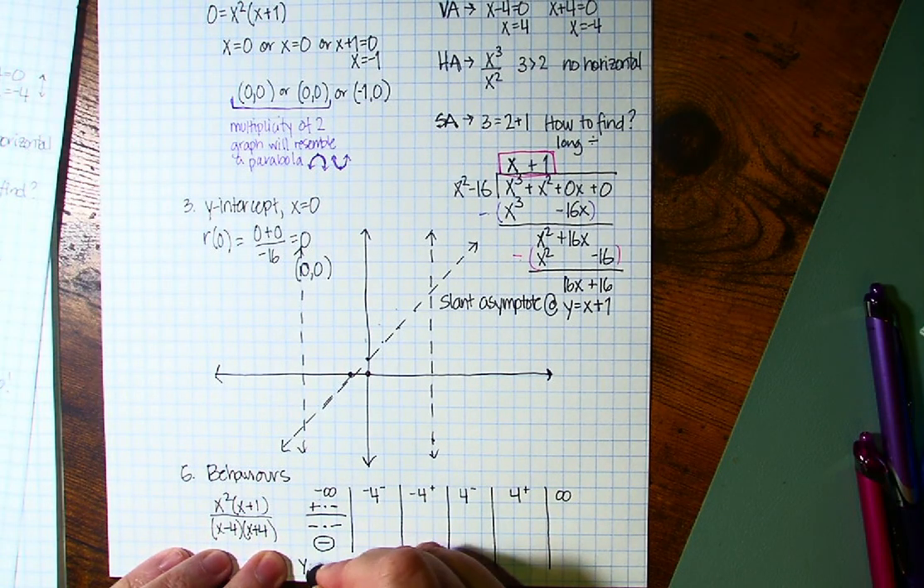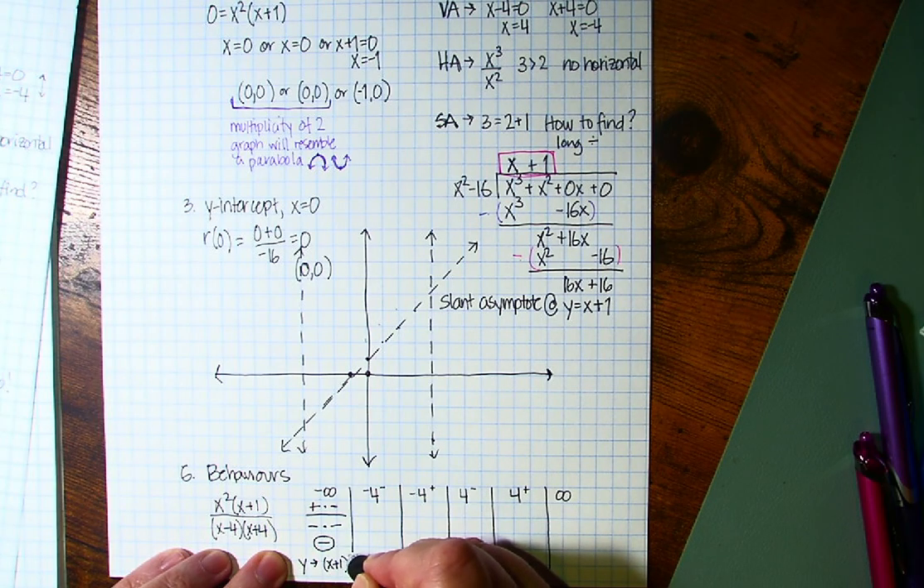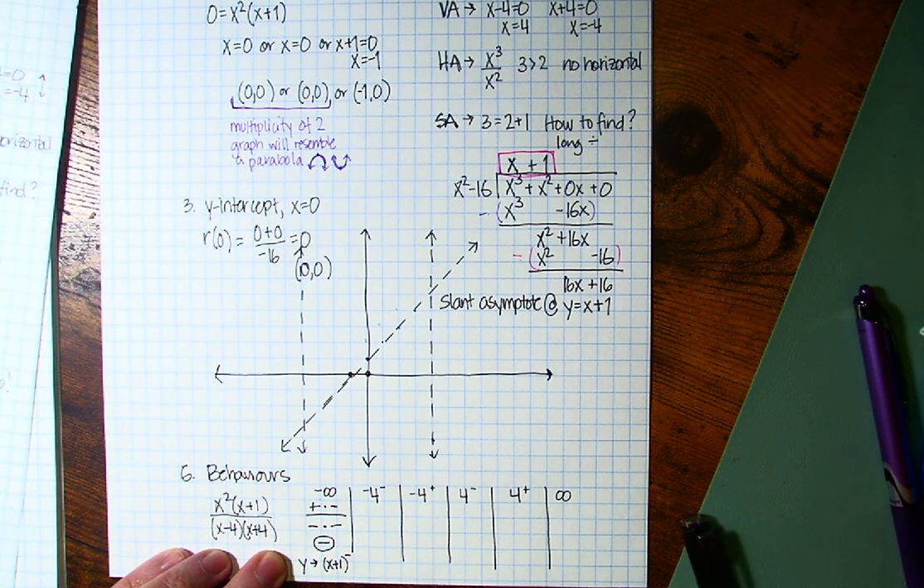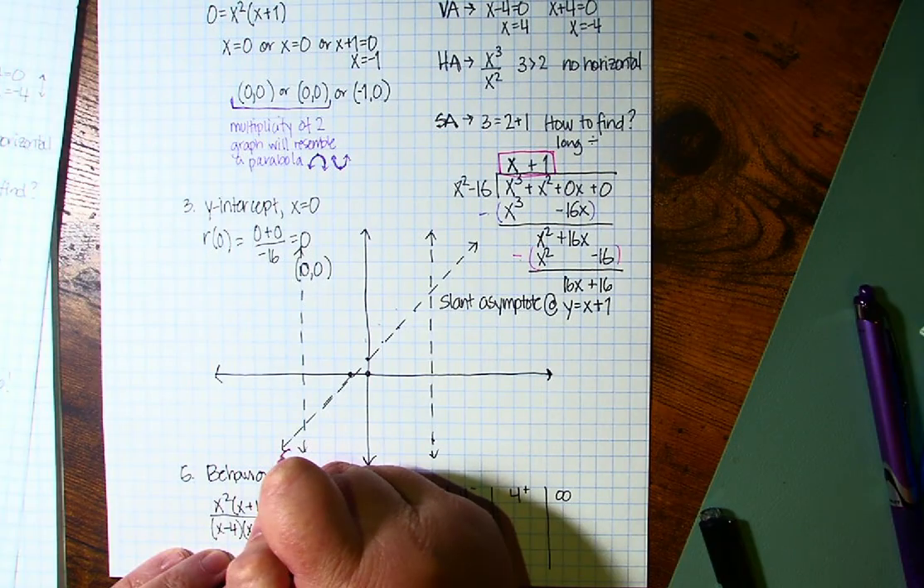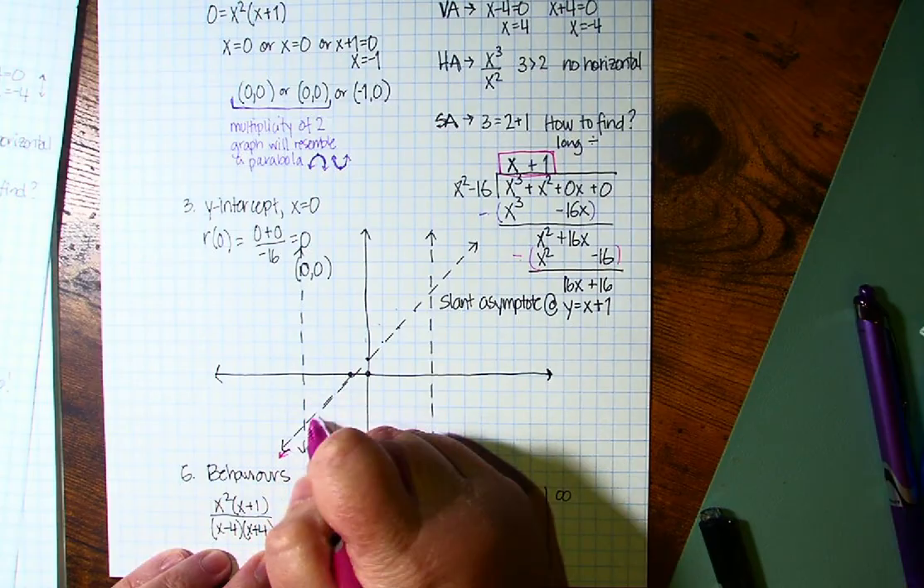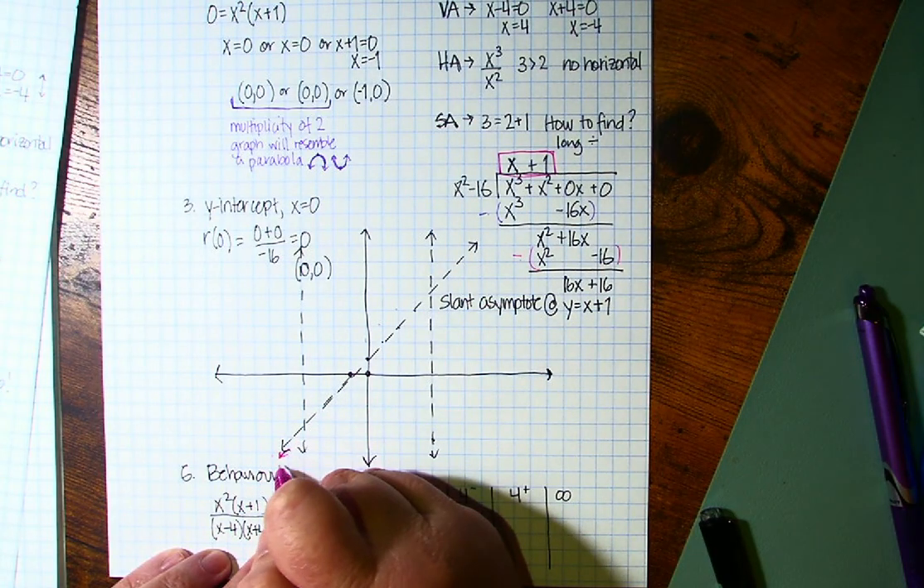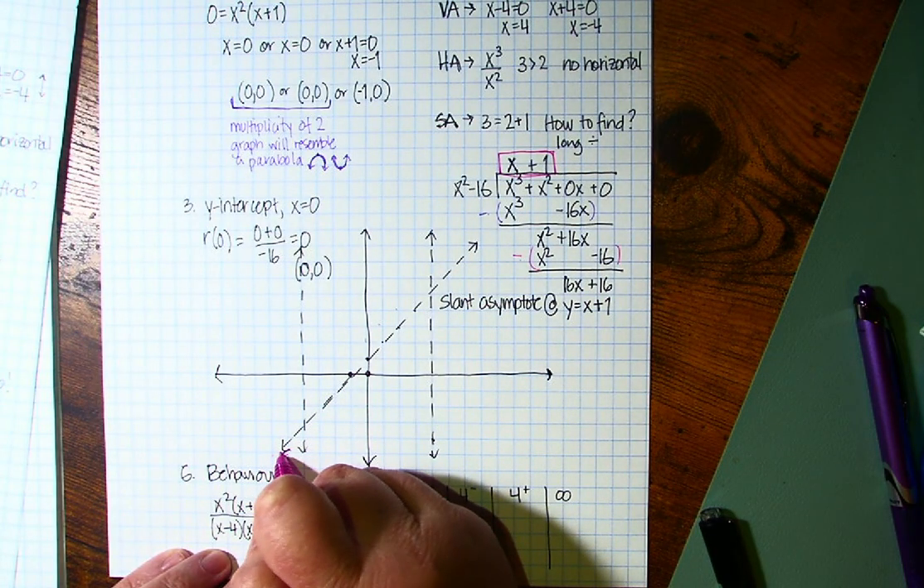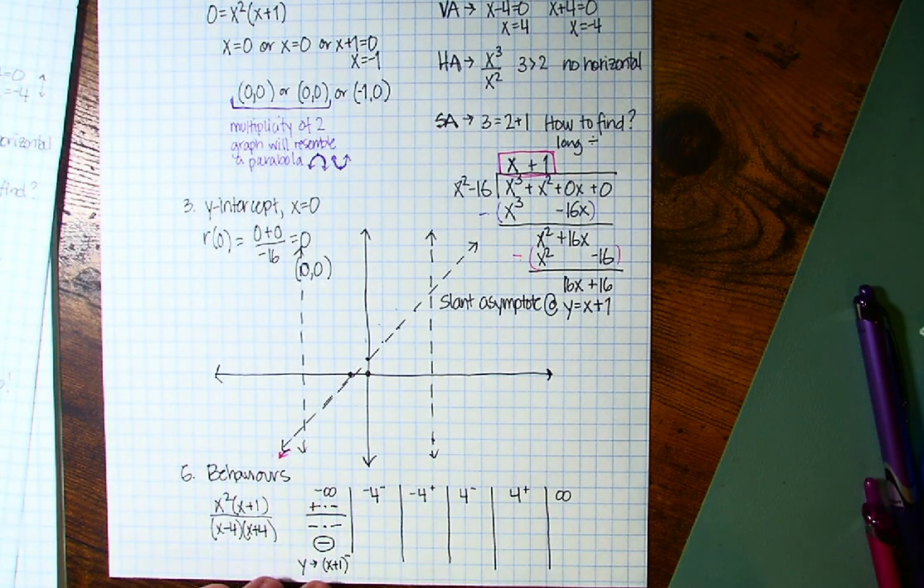So this means that y is going to approach the x plus 1 asymptote from the negative side. This is a tiny little one. It's going to go right in here. Here's your slant asymptote or oblique asymptote, and it's got to be below that.